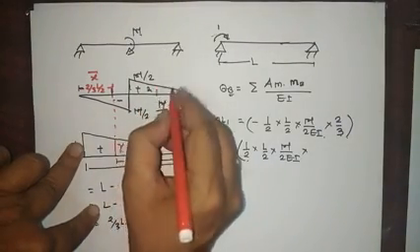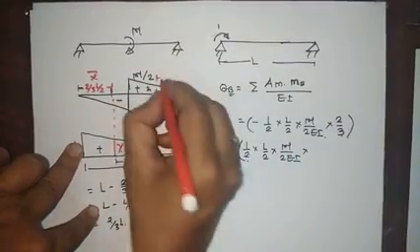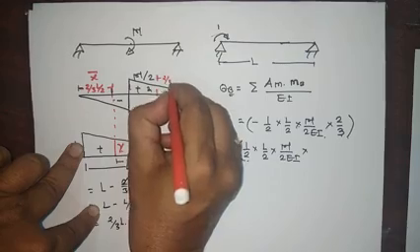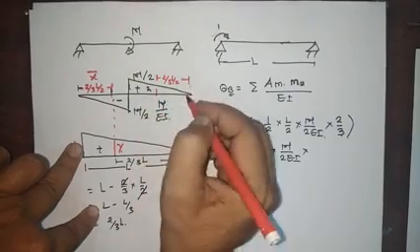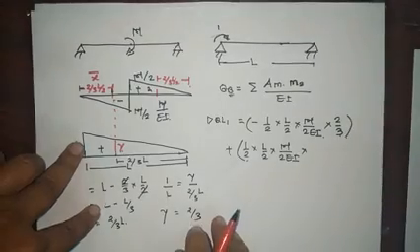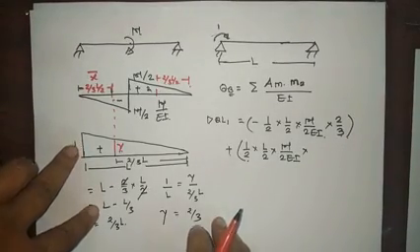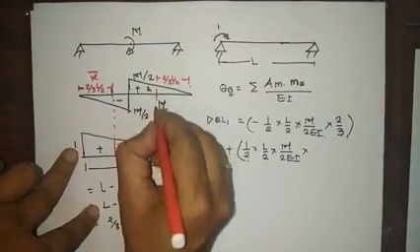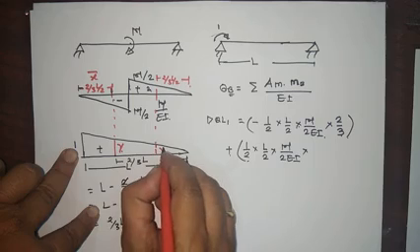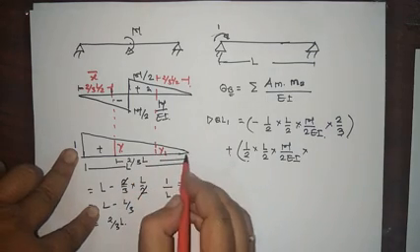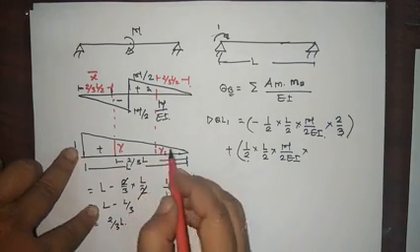From here the distance is 2/3 of this L by 2. Okay, now transfer this distance to here. Suppose this is now the y1. Now our aim is to find the height of this y1.